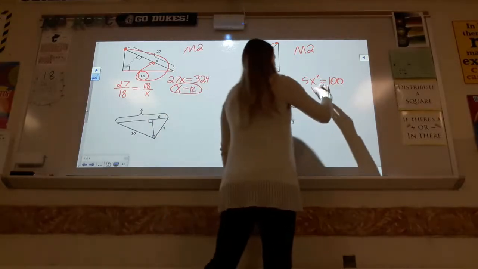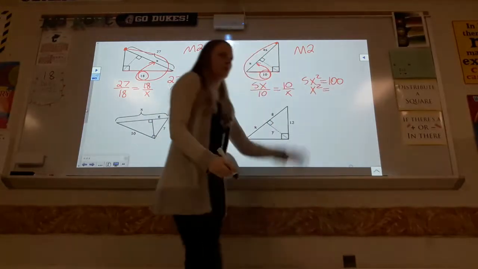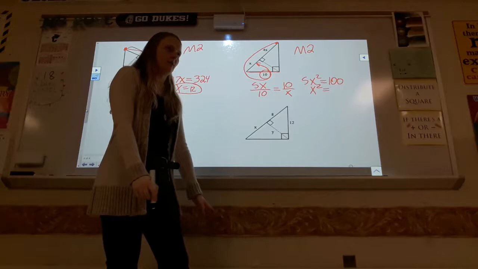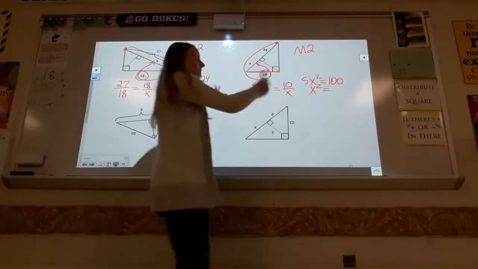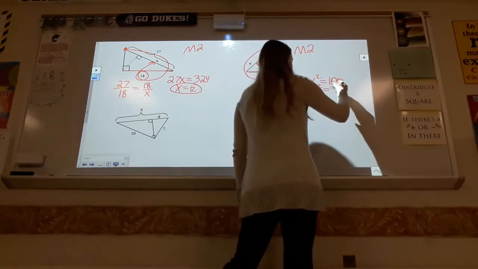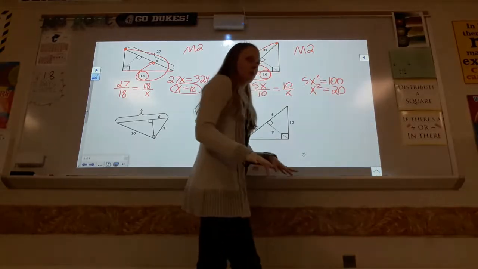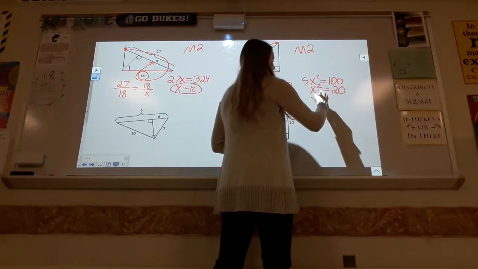Divide. I have kids in algebra 2 who still try to take the square root before they divide. Don't do that, right? Get x squared by itself before you do the square root. So when you divide 100 by 5, what do you get? 20. Now that the variable's by itself, you can take the square root.